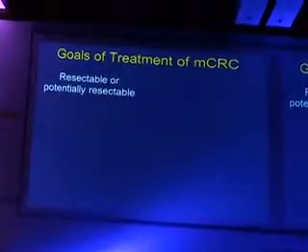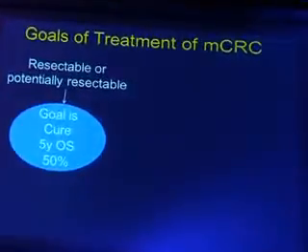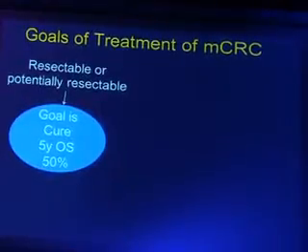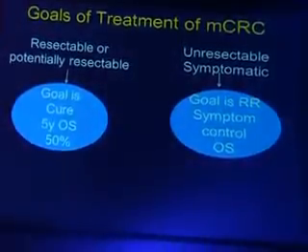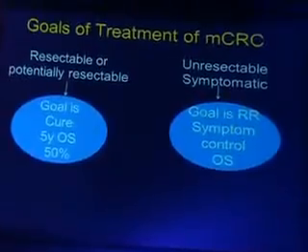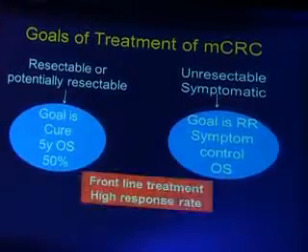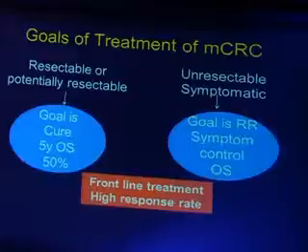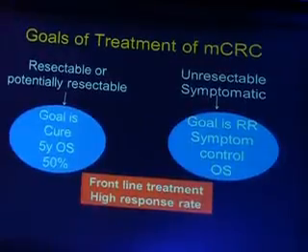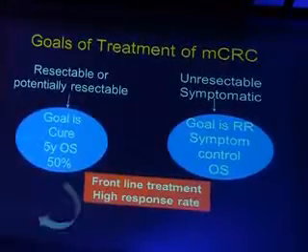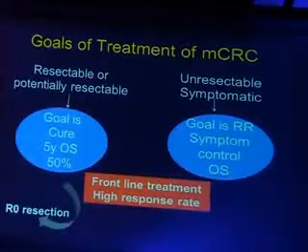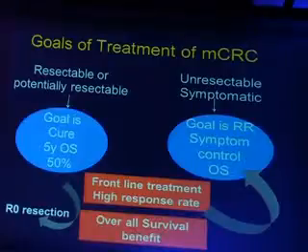If you have a patient who has a resectable or potentially resectable disease, you need to resect this disease because you will improve the 5-year overall survival of those patients by 50%. For unresectable or symptomatic patients, the main goal is to control the symptoms, so you need to improve the response rate and the overall survival. So definitely your front line should aim for improving the response rate. Use a regimen that will give you a very high response rate so that you can go for R0 resection and cure, control the symptoms, and also give a high overall survival benefit.